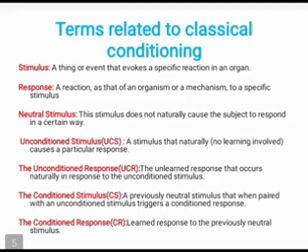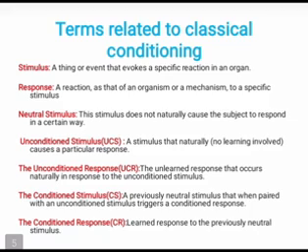Then the other four terms are CS, CR, US and UR. So first one is unconditioned stimulus, US or UCS, a stimulus that naturally causes a particular response. Next is UCR. It means unconditioned response, the unlearned response that occurs naturally in response to the unconditioned stimulus.